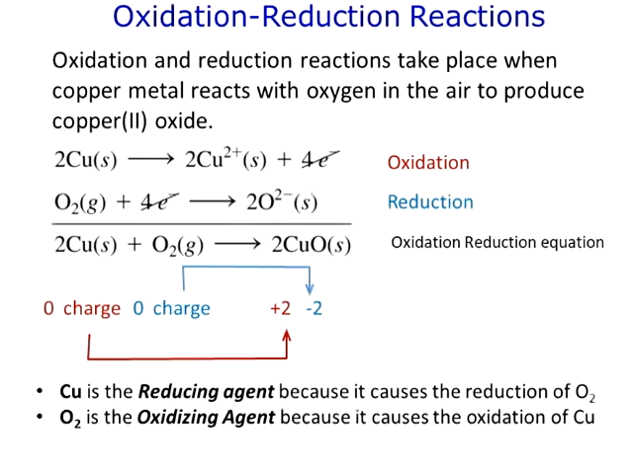So let's repeat that. Copper is the reducing agent because it caused the reduction of O2. Copper itself underwent oxidation. Oxygen is the oxidizing agent because it caused oxidation of copper. Oxygen is itself, therefore, the species that underwent reduction. Got it?